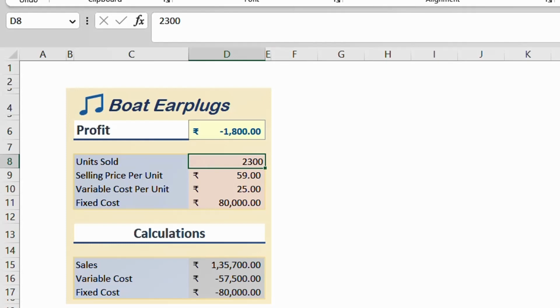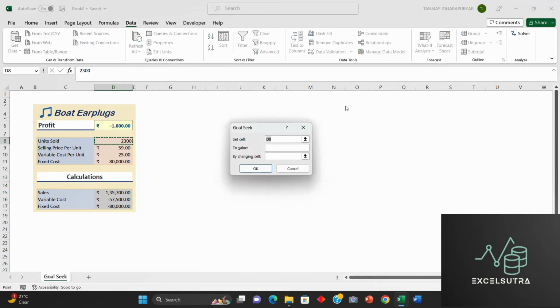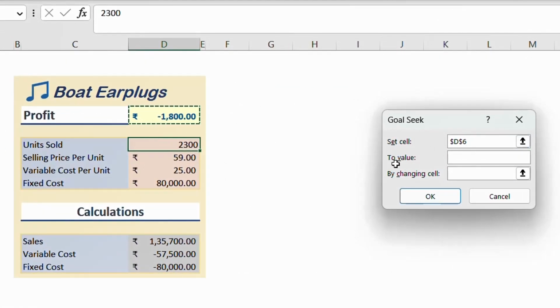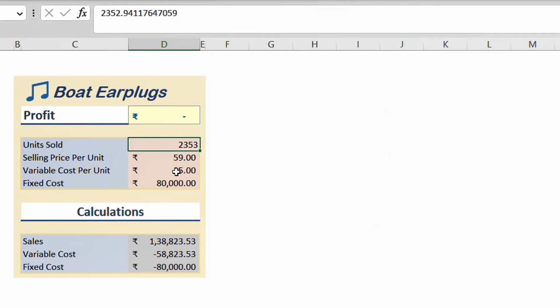You can find goal seek under Data, What-If Analysis, and here you have Goal Seek. Now what do you want to do? You want to change this cell. My set cell will be this profit. I want to change profit to exactly zero by changing quantity. So my changing cell will be this quantity. I say okay, and it asks whether I should replace the values, and I say okay. Now you are getting exactly 2353 units to sell to break even.